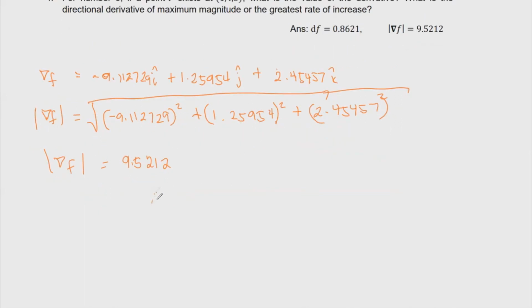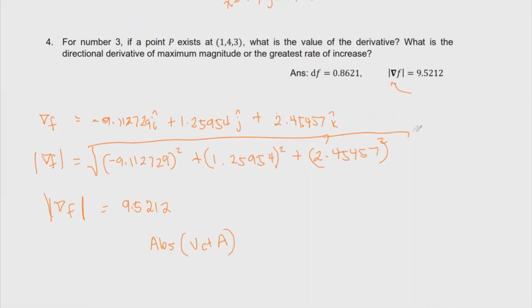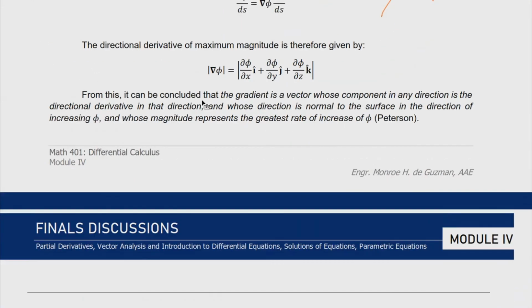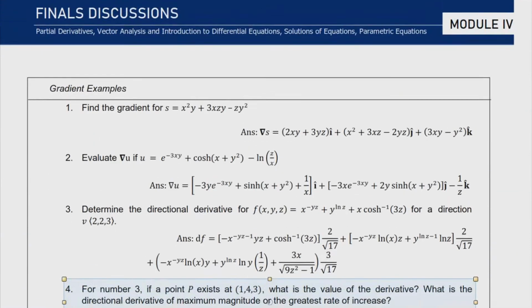Just do something like the absolute of vector A. And as you can see, why is it absolute? That's actually the symbol that we use here. That's the absolute value of your gradient F. So in this case, this is the answer for the maximum magnitude of greatest rate of increase. And as you can see, this is a very high answer compared to this 0.8621. Okay, so I think that gives you a very profound knowledge in gradient examples.